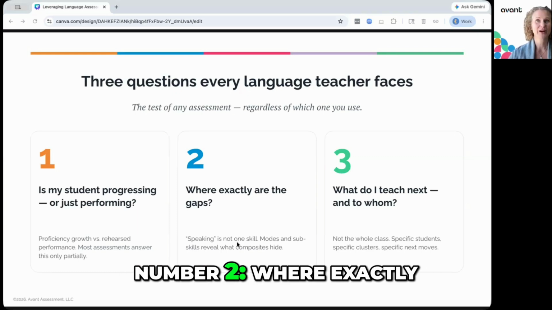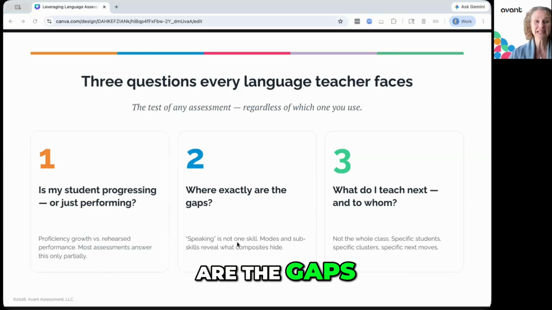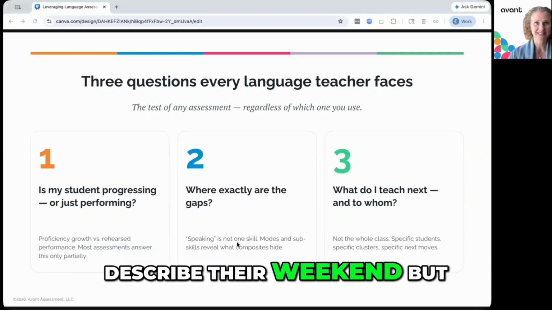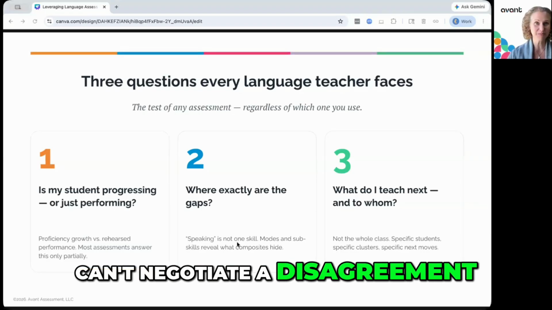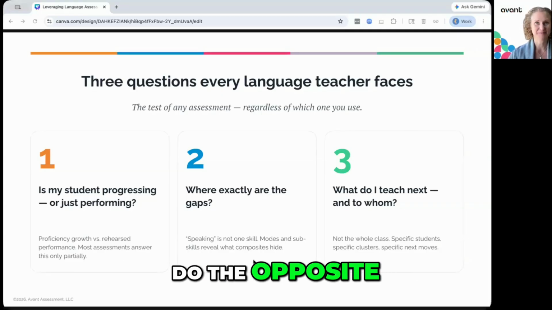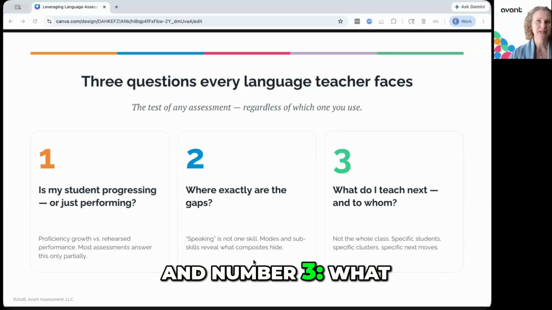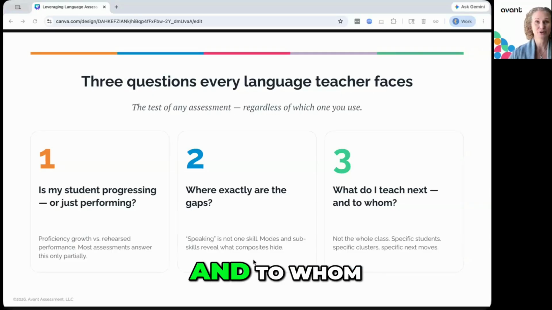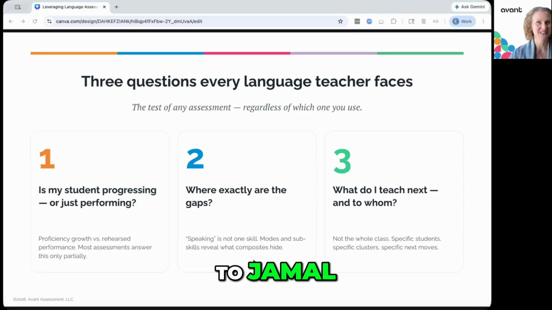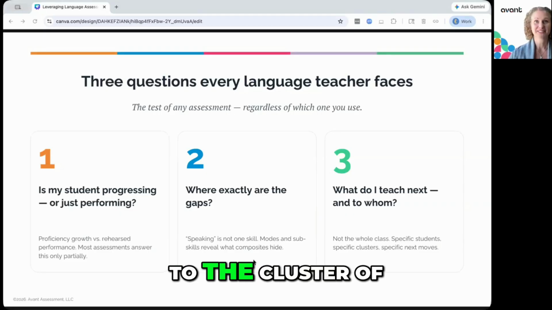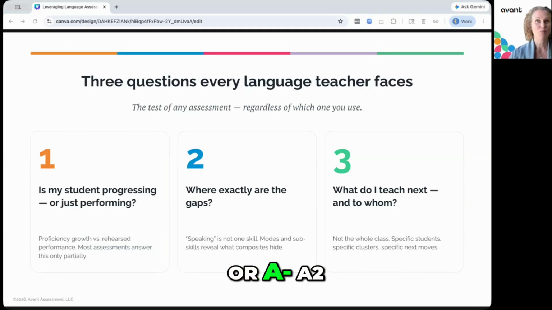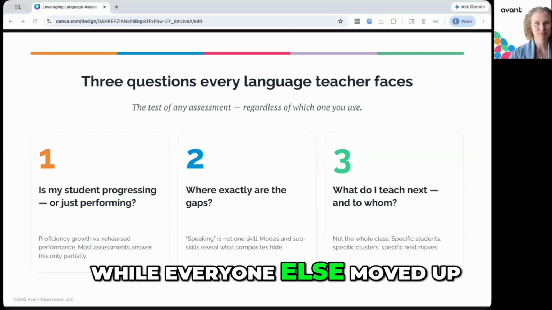Number 2, where exactly are the gaps? Speaking is not one skill. A student who can describe their weekend but can't negotiate a disagreement has a very different gap from one who can do the opposite. And number 3, what do I teach next and to whom? Not the whole class, to Maria, to Jamal, to Sarah, to the cluster of 7 kids sitting at intermediate low or A2, while everyone else moved up.